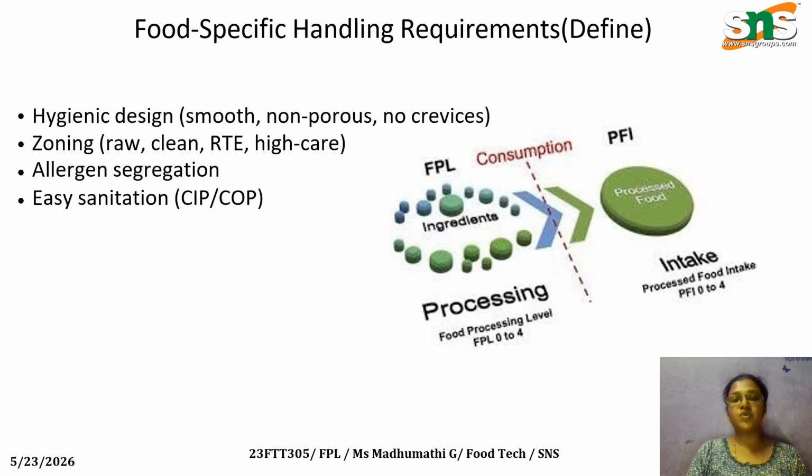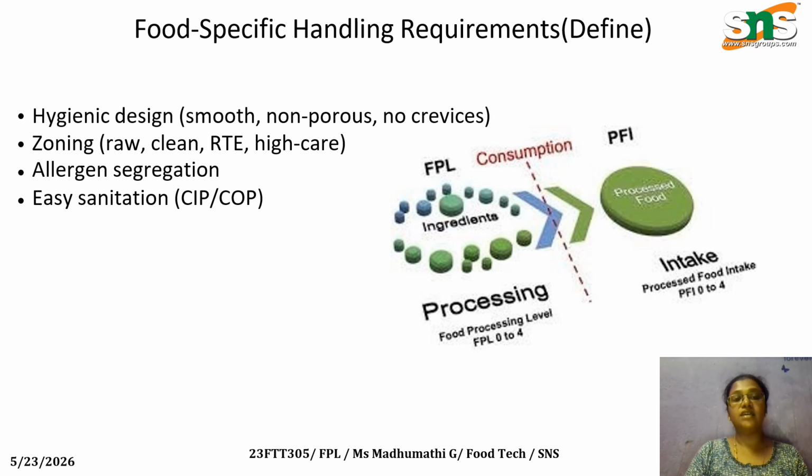Getting into the food specific handling requirements. What are the specific handling requirements we have to look into? That is in terms of processing and consumption or intake. First of all, there should be a hygienic design implemented in any plant layout: it has to be smooth, non-porous, with no crevices. The zoning should be raw, clean, and ready to eat or high care, and proper zoning has to be taken care of.